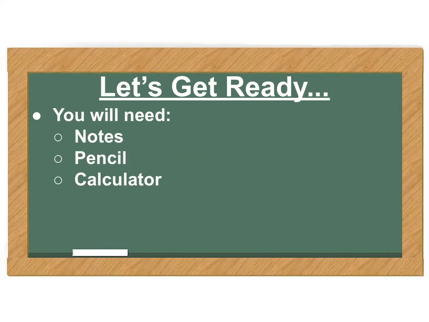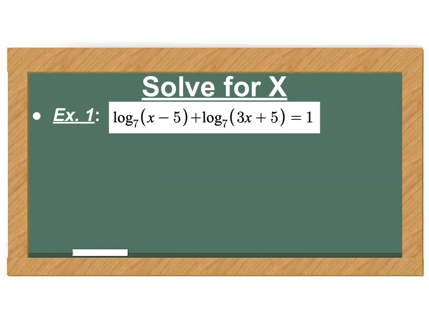Let's get ready. You're going to need notes, pencil, and a calculator. And let's jump right in and try to solve this one. The first thing I notice is it has two log words, so I'm going to condense it. They're both the same log, and it is addition, so I'm going to condense it with multiplication.